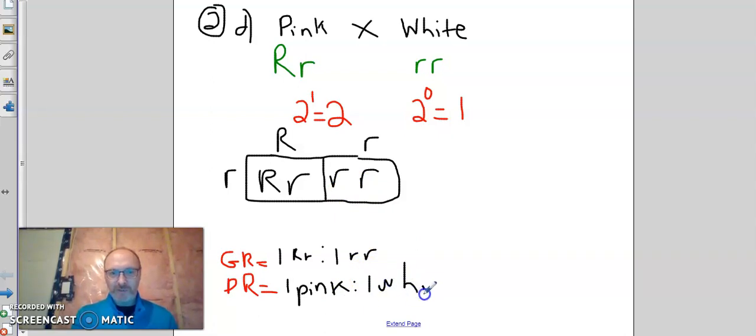So a cross between a pink flower and a white flower. Again, flower color is expressed incompletely. In snapdragons, you should get 50% pink, 50% white in the offspring.